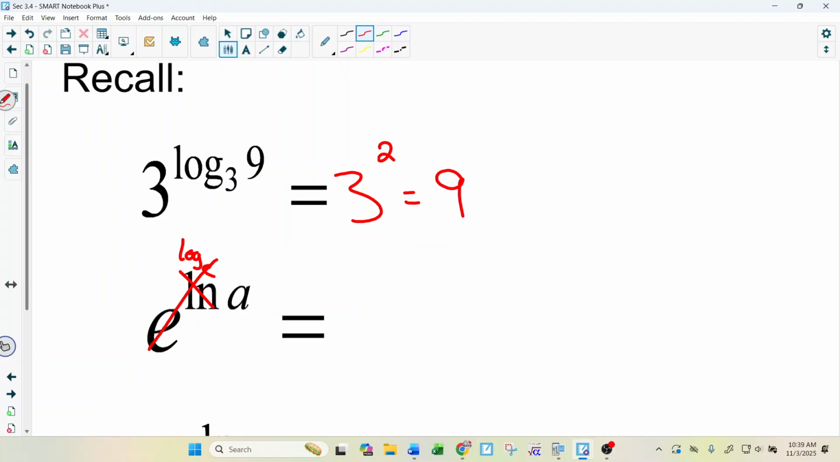Now, if we combine that with another property of logarithms, which says if we have a number in front of the logarithm, do you remember we can take it up as an exponent? So I could write this as e to the natural log of a to the x. Then, just like up here, these cancel, and this just gives me a to the x.